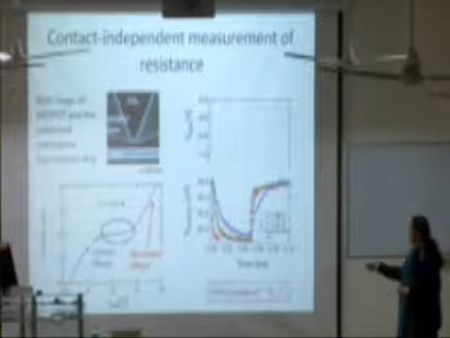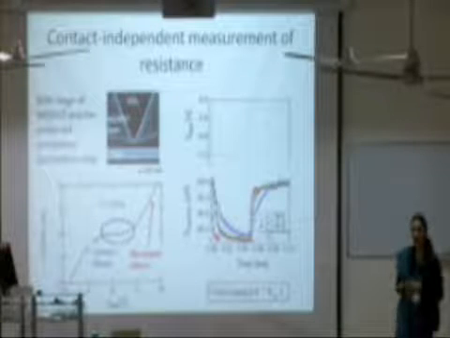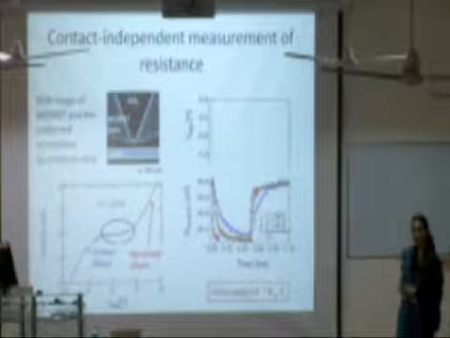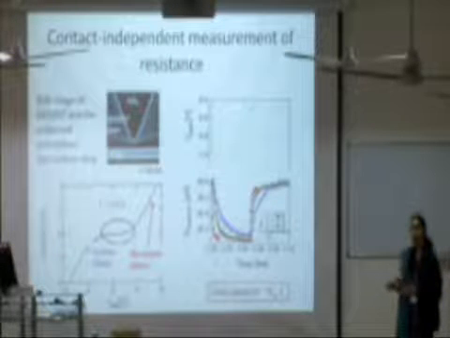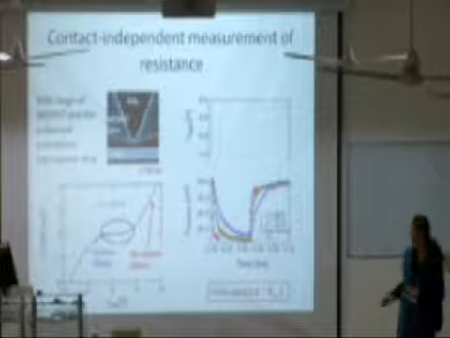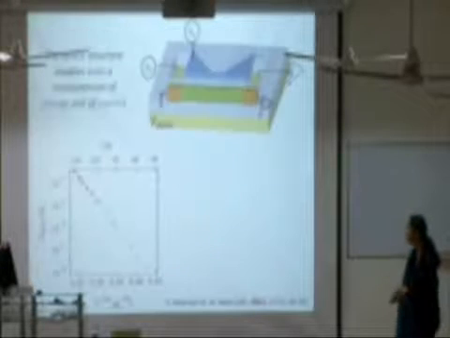From this exponential fit, we can extract an RC time constant, and the R is basically a measure of the resistance of the material. So we now have a new technique to probe the resistance of very highly resistive materials, and I'll show you how high resistances we have measured.